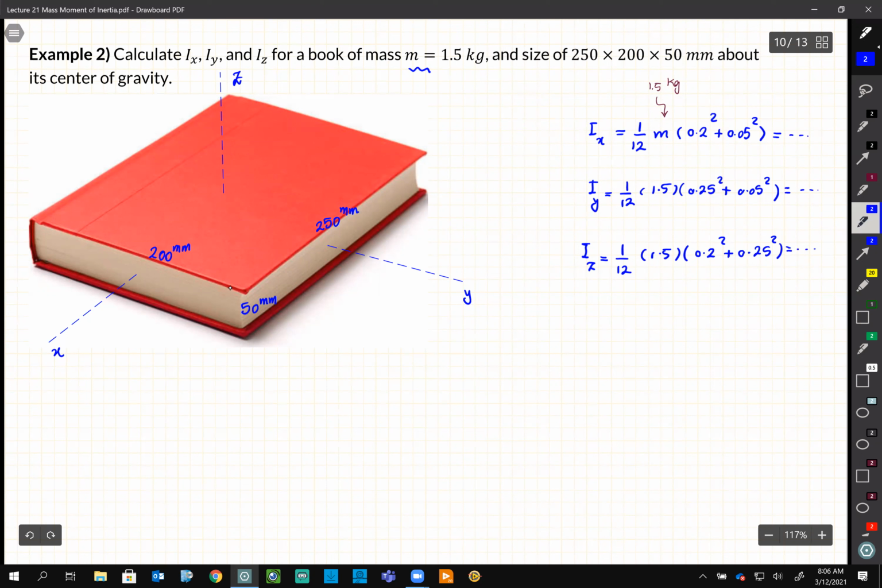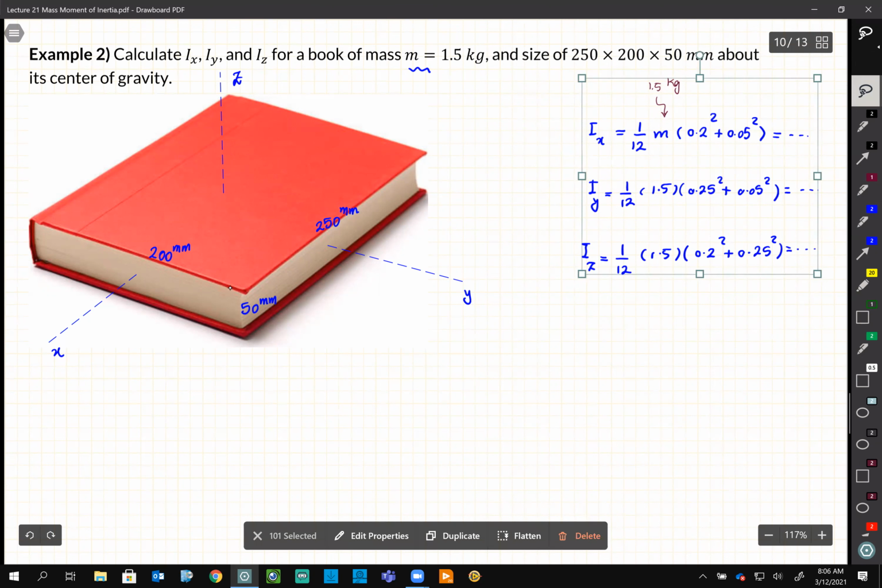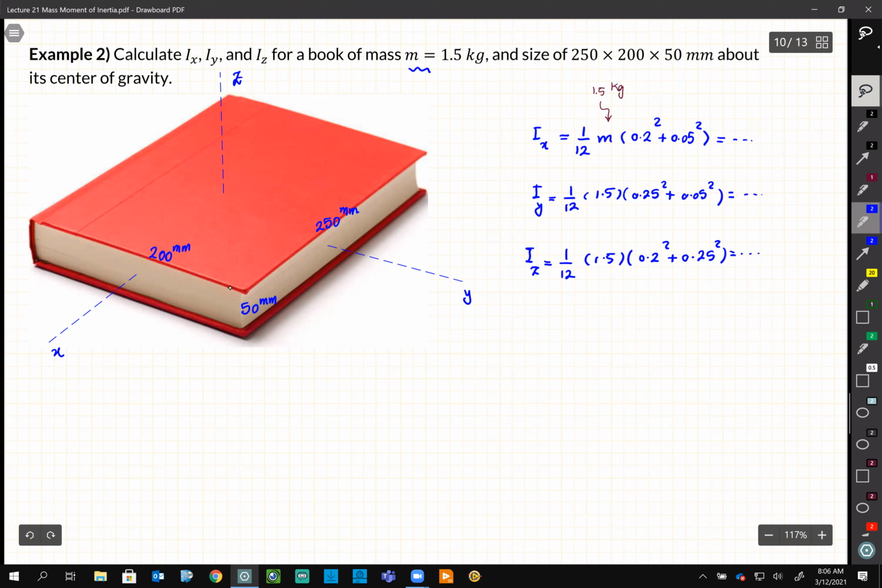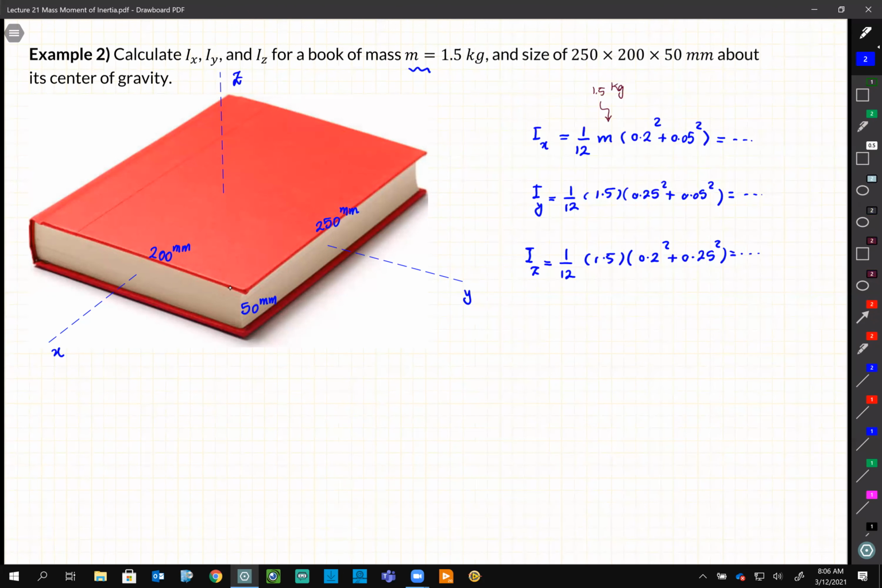All right, I believe most of you solved this correctly. But if you have any question, please feel free to ask. And don't forget about the unit. The unit we talk about is kilogram meter squared.